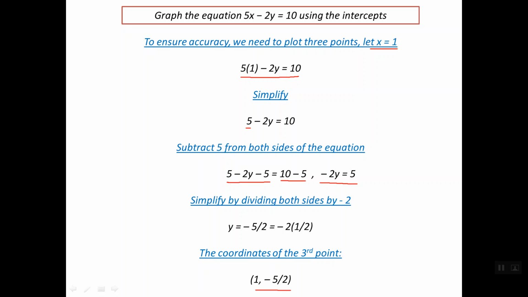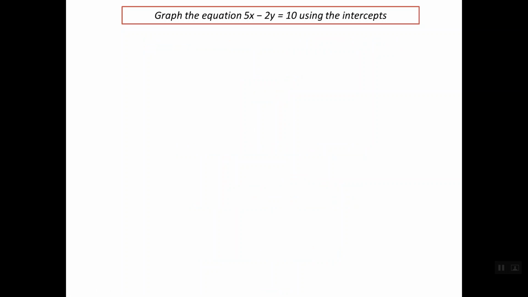So now we have the coordinates of 3 points for this straight line. Now we can plot the coordinates of these 3 points in the xy plane. The first point, which is 0 and -5, is the coordinates of the y-intercept. And the second point with coordinates 2 and 0 is the x-intercept. And the third point, which is 1 and -5 divided by 2, is the point that lies on this straight line.